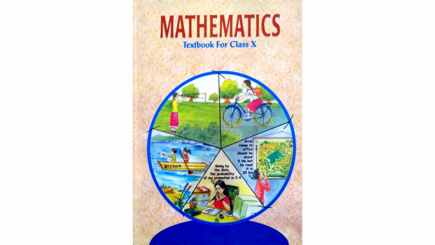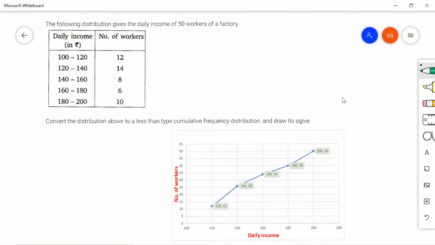I am going to solve the CBSE NCERT textbook for class 10 with a detailed explanation for all the chapters. This is problem number 1 from exercise 14.4. The problem is like this: the following distribution gives the daily income of 50 workers of a factory. So you are given the data. Convert the distribution above to a less than type ogive or cumulative frequency distribution and draw the ogive, right?